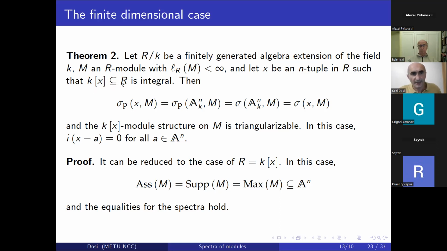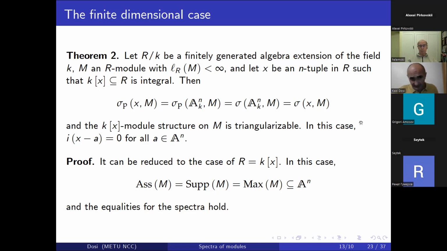Anyway, this is a general result. K[X] is integral. Then all the spectra are equal. Look: the operator point spectrum, the spectrum in the scheme sense, and the Taylor spectrum of X on M. They're all the same. And the K[X] module structure is actually triangularizable. And you can also calculate the index there, since all homology groups are finite dimensional, so the index will be 0 for all points. The index is 0 everywhere.